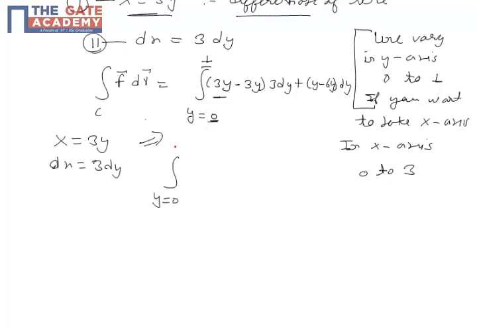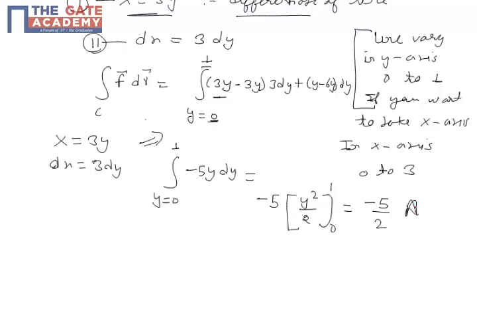With y from 0 to 1, if I solve it, it becomes the integral of −5y dy. The integration of y gives −5y²/2 from 0 to 1, and if you put in the limits, it is −5 by 2.